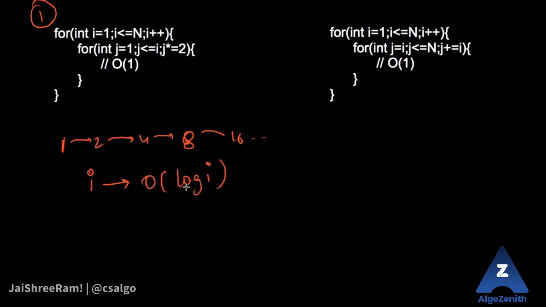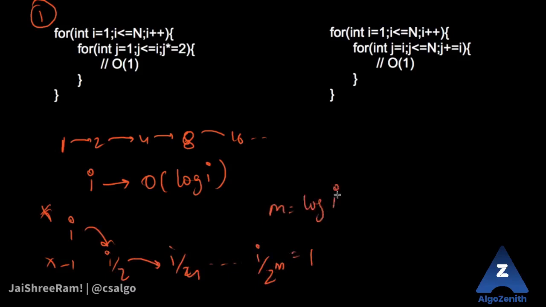Is this part clear, that this takes order log I? Because you can think of this in the reverse way. Let's say you are at I. Before that, if at the xth step you cross I, at the (x minus 1)th step you must have crossed I by 2. So you are now going down from I by 2, I by 4, and so on up to I by 2 to the power m, such that this becomes 1. So m is equal to log base 2 of I. And when you write log in order notation, the base doesn't matter, because one base can be transformed into another by dividing by some constant. But in general, in computer science, log means log 2. Okay, so this internal loop is taking order log I.